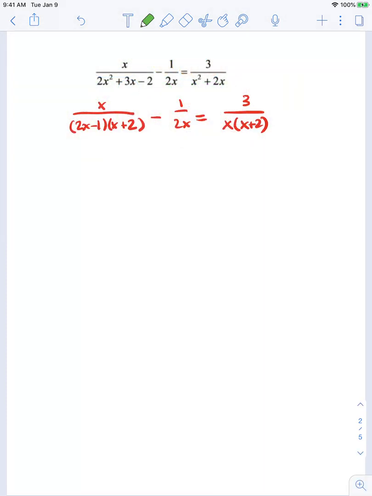Let's talk about that first. So our restrictions, list them as your restrictions, and we look at each factor. 2x minus 1 cannot equal 0, means that x cannot equal 1/2. x plus 2 cannot equal 0, means x cannot equal negative 2. And for these two, we know that x cannot equal 0. And x plus 2 is the same here. All right, so there's our domain restrictions.